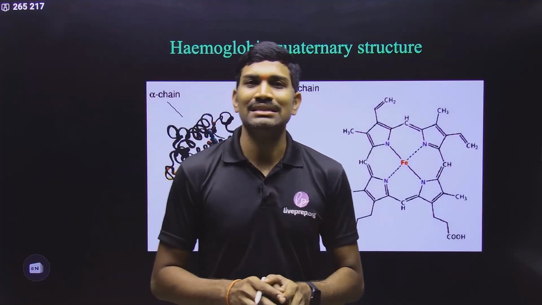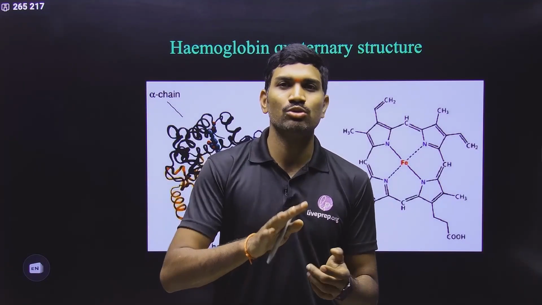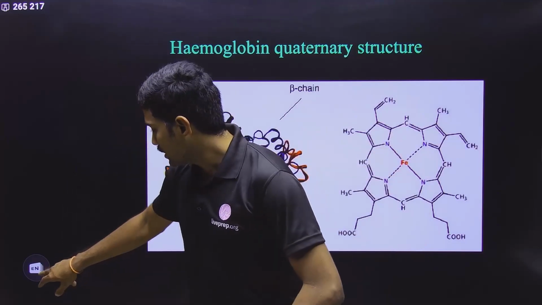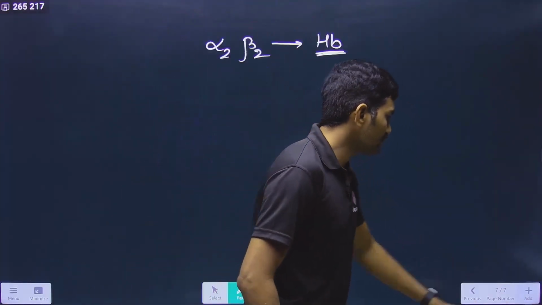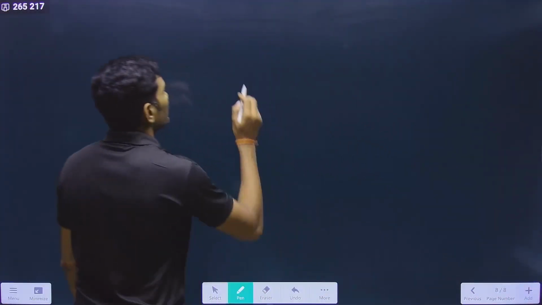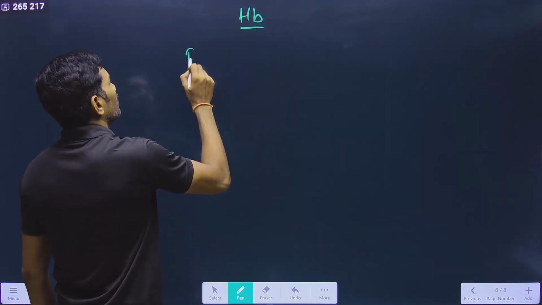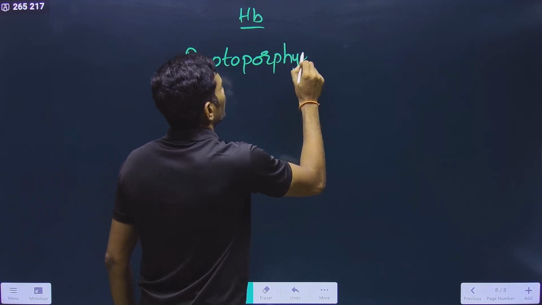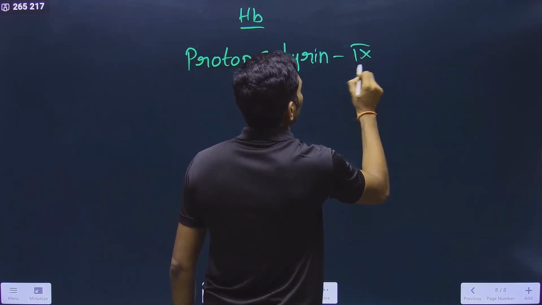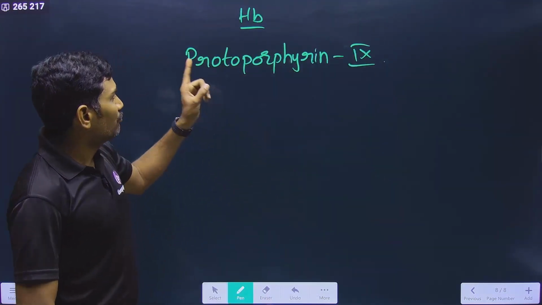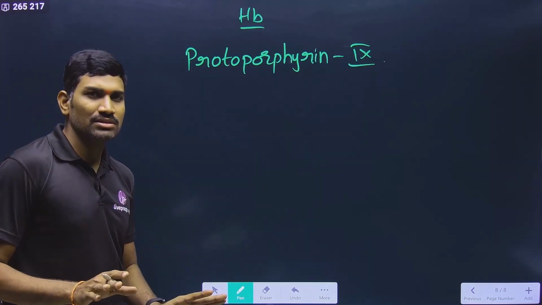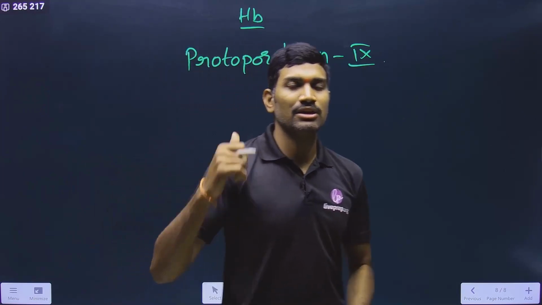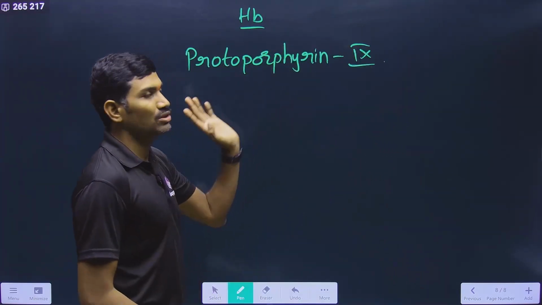In the hemoglobin, generally we are talking about two alpha chains and two beta chains only. But apart from this, there is one protoporphyrin 9 ring. If you can, try to remember this name. If you feel that this name is difficult, ignore it. But my suggestion is to remember it, because it is one of the important names with respect to hemoglobin.